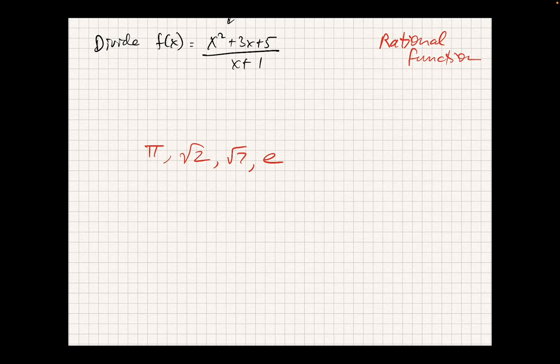Just like this is a rational function because I can express this function as a polynomial over a polynomial. So that's what makes this a rational function. Sorry, that's just terminology, but you go ahead and set up long division and figure out what you got.